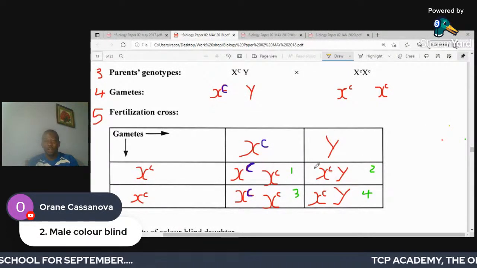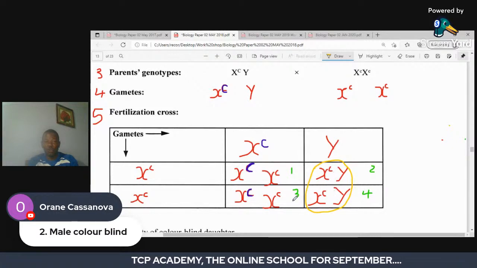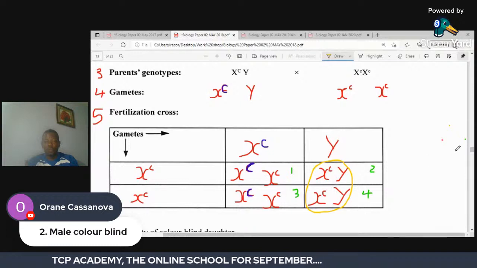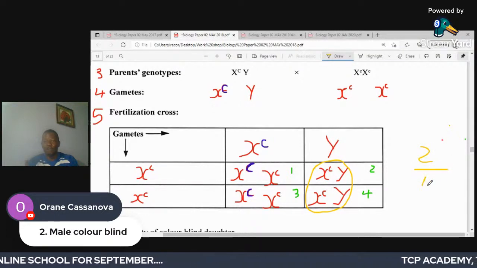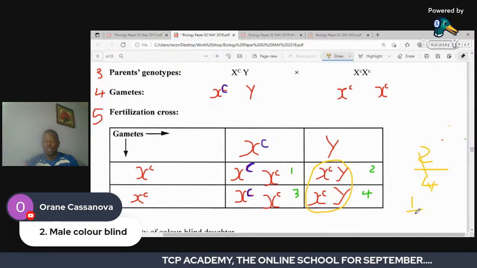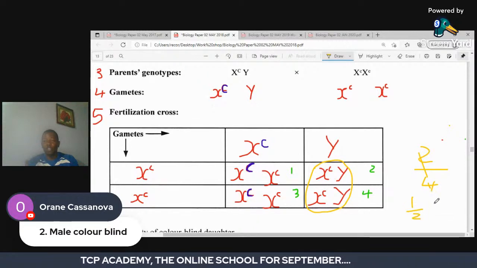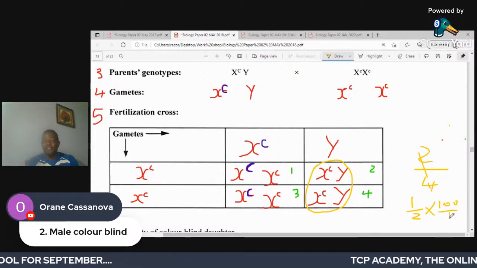So here, these are the boys that are colorblind, and we are looking at a set of 1, 2, 3, 4. So if 2 are colorblind, then it's going to be 2 out of 4. All right, and 2 out of 4 expressed in its simplest term is going to be 1 out of 2. Now, 1 out of 2 multiplied by 100 upon 1 is going to give us 50%.